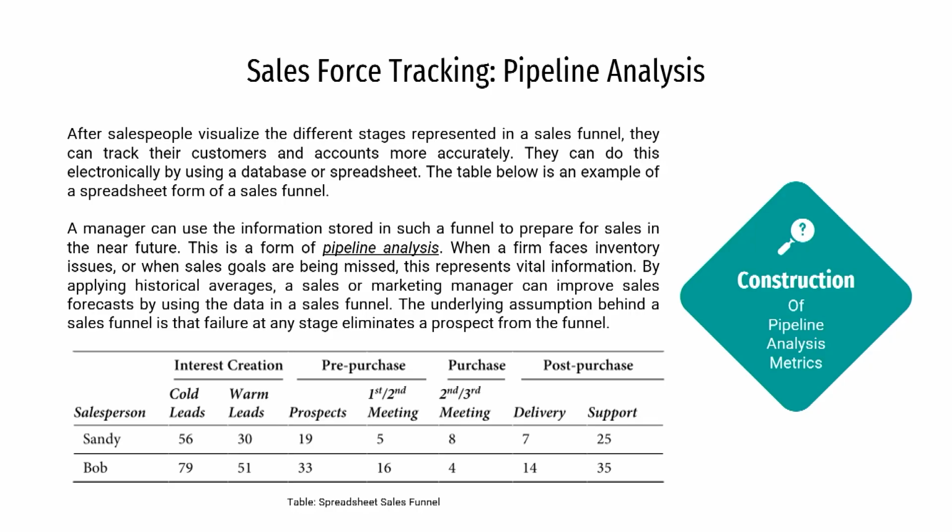Now you can have a look at this. The different stages of the sales funnel are interest creation, pre-purchase, purchase and post-purchase. For one person named Sandy, the cold leads can be 56, warm leads 30, prospects 19, after first meeting 5, second meeting 8, and then ultimately delivery is for 7 and support is for 25 people, including the existing set of customers. Then the numbers for Bob may be different.